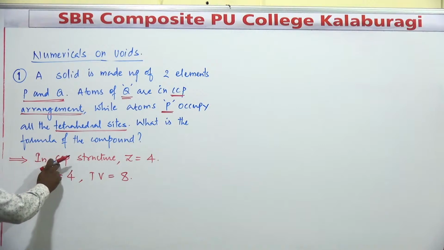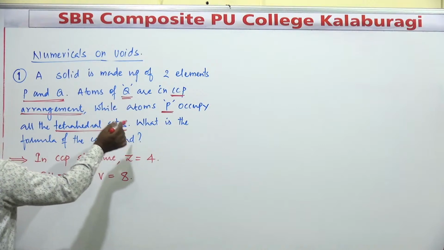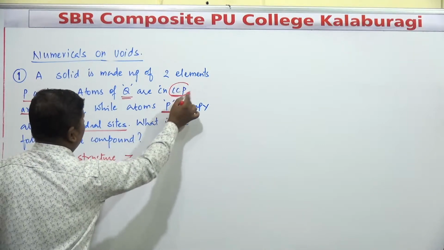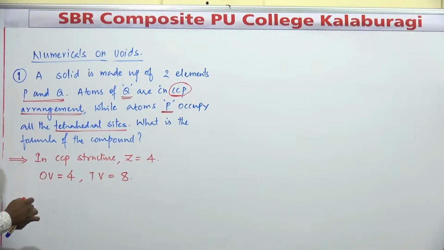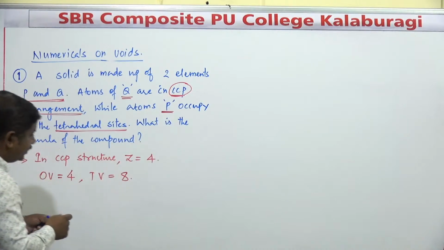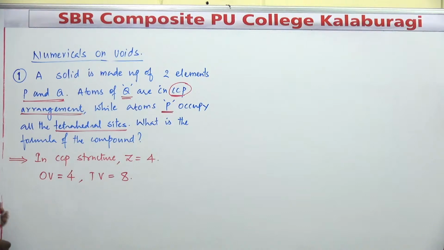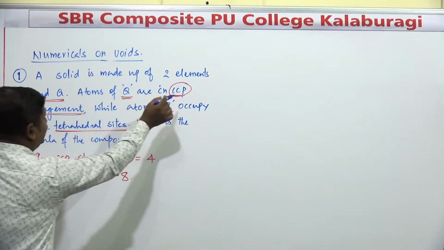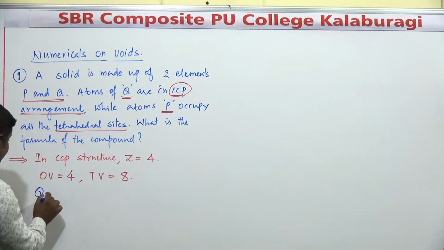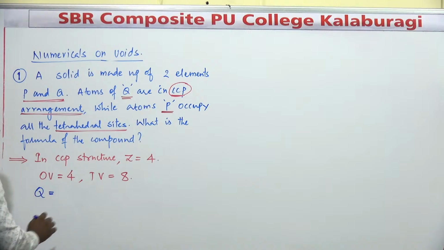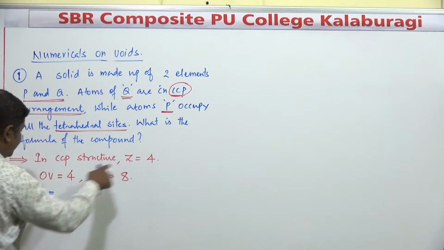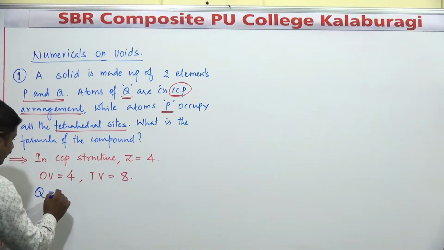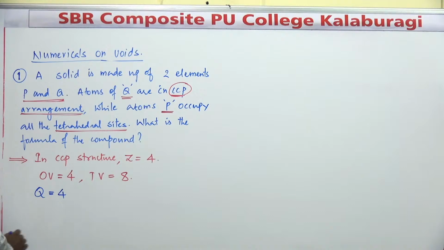The CCP structure is clearly mentioned here. So the effective number of atoms is equal to 4, then octahedral voids are equal to 4, and tetrahedral voids are equal to 8. Next, atoms of Q are in CCP arrangement. What's the total number of atoms here? Z is equal to 4, which is equivalent to the atoms of Q. So Q is going to be equal to 4 here.